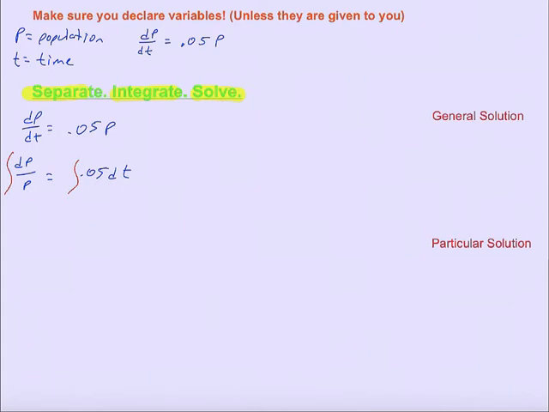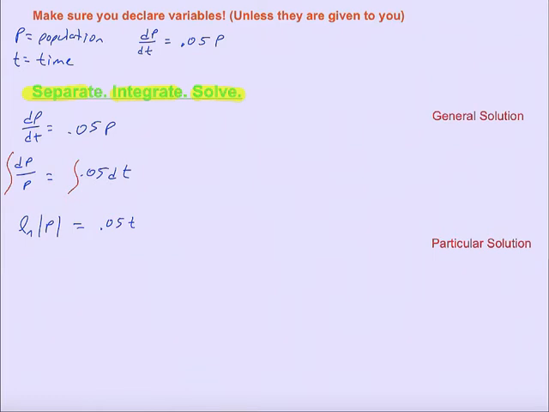The integral of dp over p is the ln of the absolute value of p, and the integral of 0.05 dt is just 0.05t. You might notice I'm missing something. I skipped something with that first integral. Of course, these are not definite integrals, so there is a constant of integration to worry about. But I only have to worry about it once, and that's why I'm only mentioning it here.